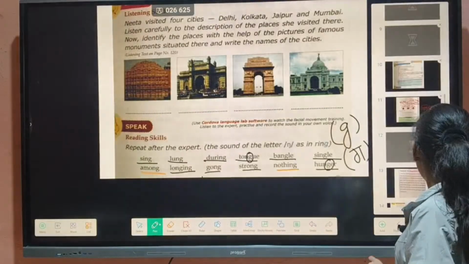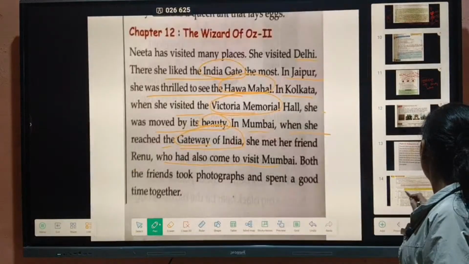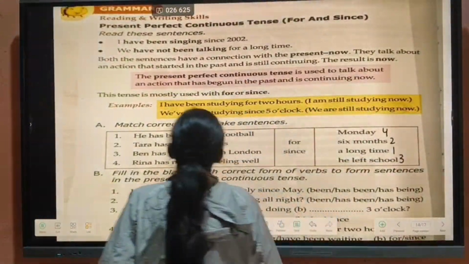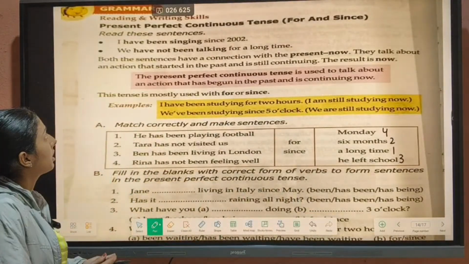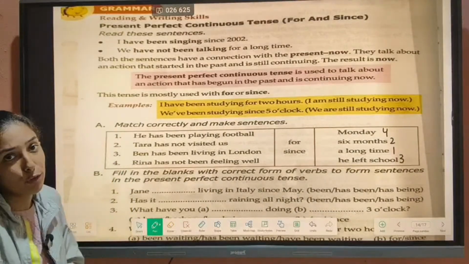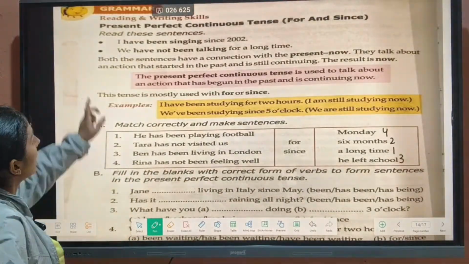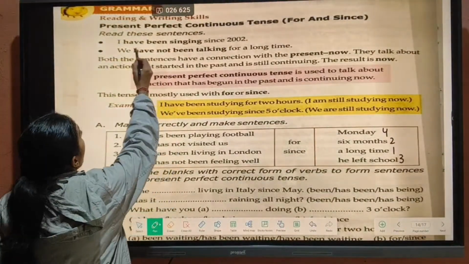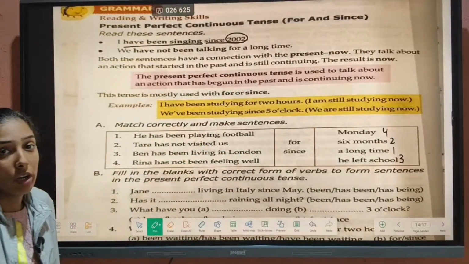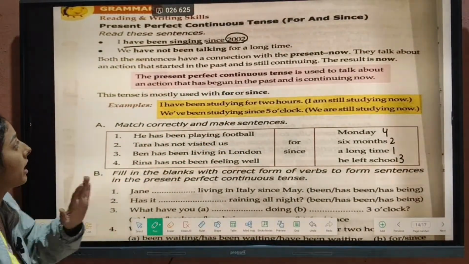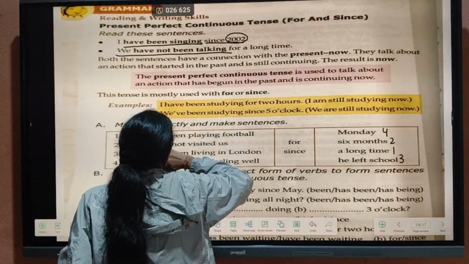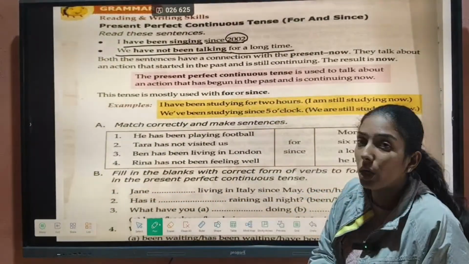Okay. Now let us move to the next grammar section exercise. In this chapter, we will study about present perfect continuous tense, and we will see the use of for and since preposition. Read the sentences. I have been singing since 2002. Okay, I have been singing since 2002. We have not been talking for a long time.